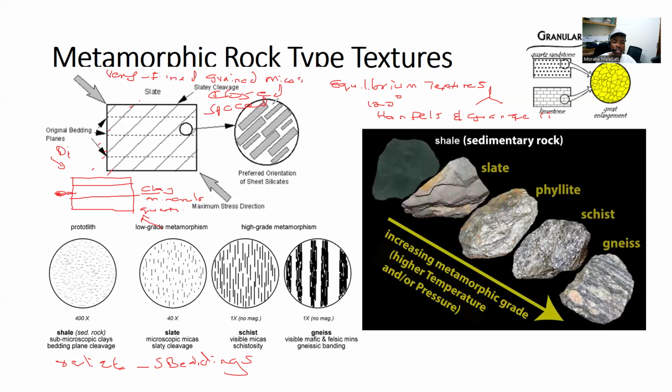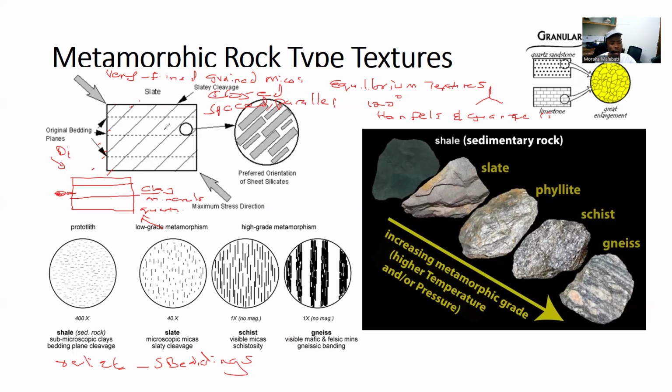Okay, they are closely spaced and they are also parallel. So these fine-grained micas are closely spaced and parallel. But now they are cross-cutting the relic sedimentary bedding planes.